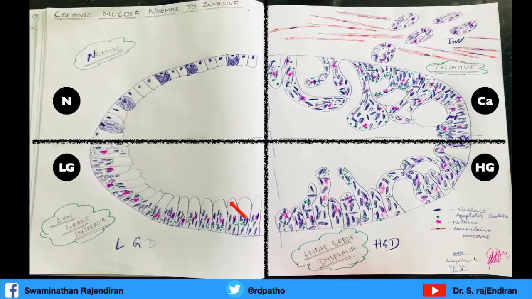The upper one-third is free of nuclei, and all the nuclei are running in one direction. The polarity is maintained. No micropapillae or cribriforming. So it is low grade dysplasia.